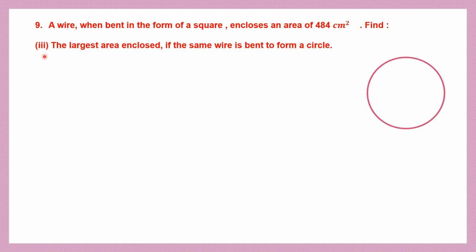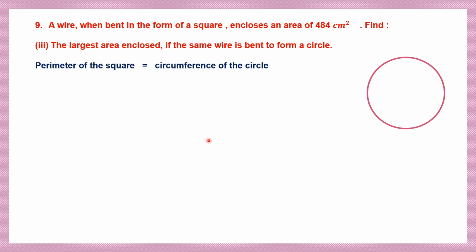Now the third part of the question, we have to find the largest area enclosed if the same wire is bent to form a circle. So the wire which formed a square earlier is now bent to form a circle. We have to find the area inside. And what is the formula for area? Pi r square. That means we have to find the radius.